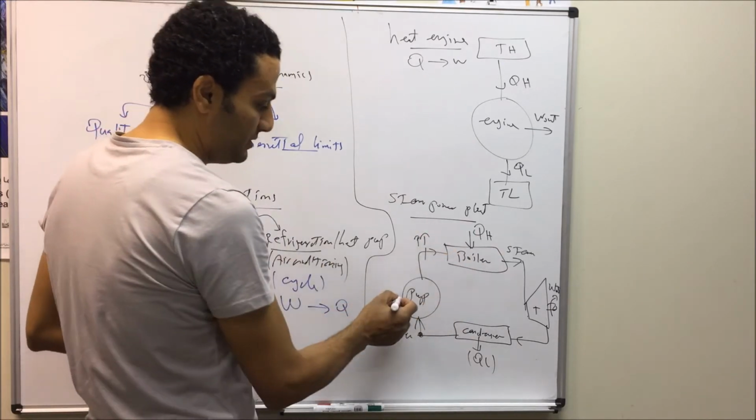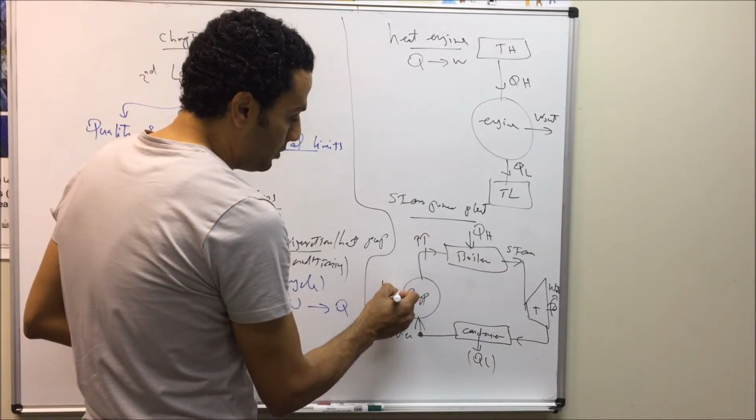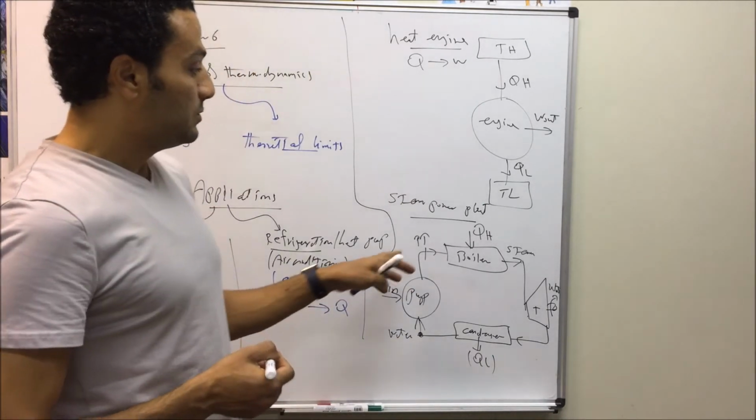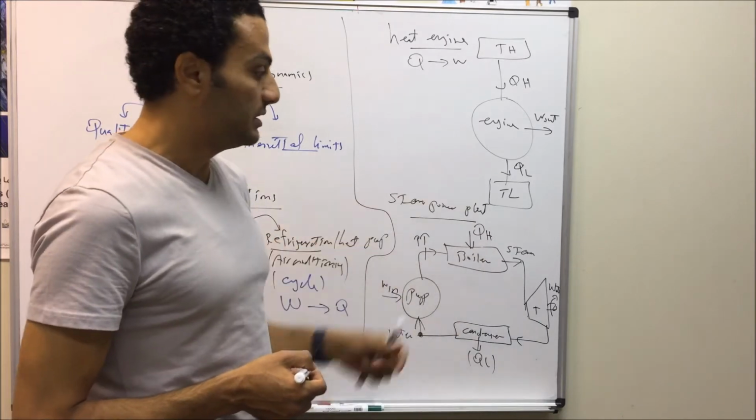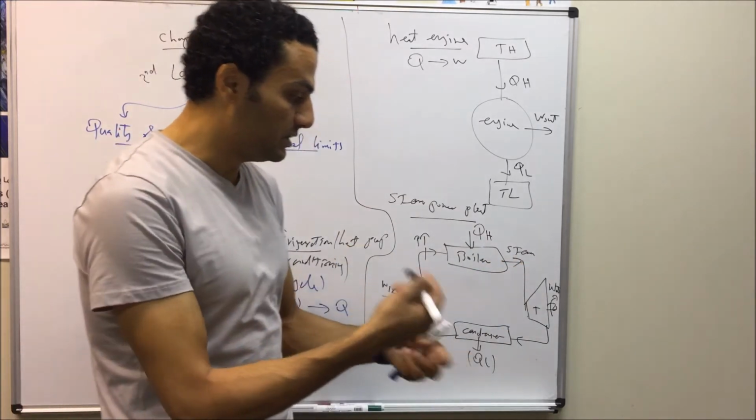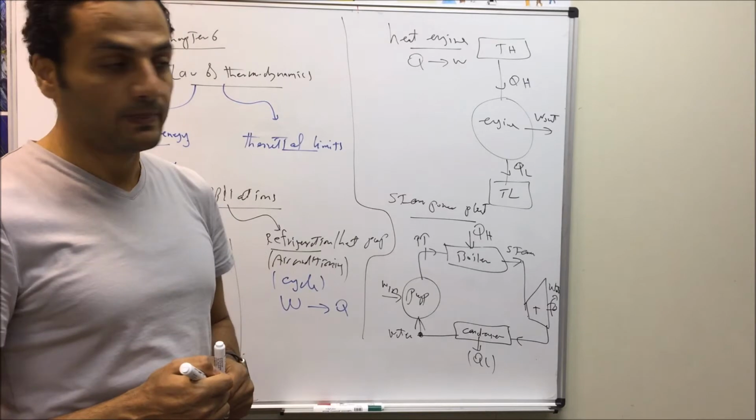This water can be pumped inside this pump. We have work input to this pump. Then we can raise the pressure of this water and add heat through combustion or a furnace. We can boil the water to steam, and again we can generate work, and the cycle is repeated.